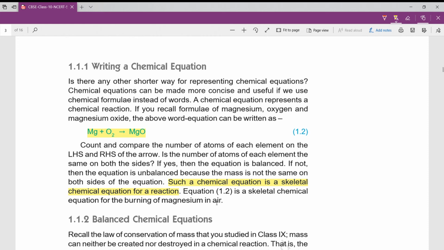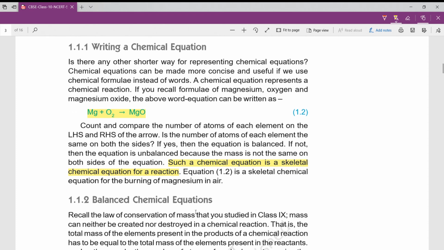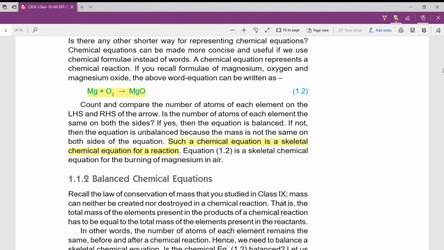Now, the equation which we have seen here, Mg plus O2 giving rise to MgO, is in chemical terminology known as a skeletal chemical equation, because the main skeleton of the equation is written here. We have not balanced this equation. What do you mean by balancing an equation? Balancing an equation means the number of atoms present on the reactant side should be equal to the number of atoms present on the product side. Here, what are the reactants?